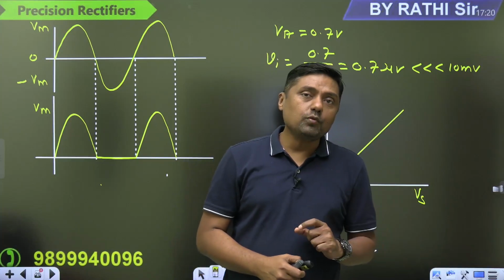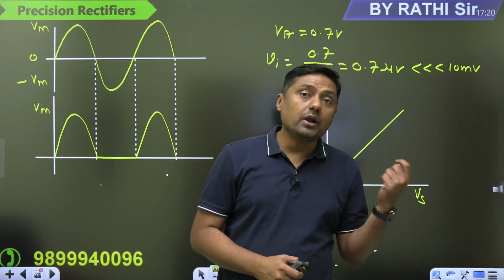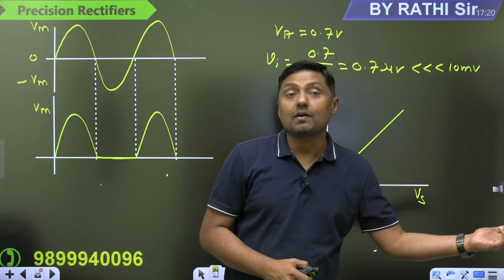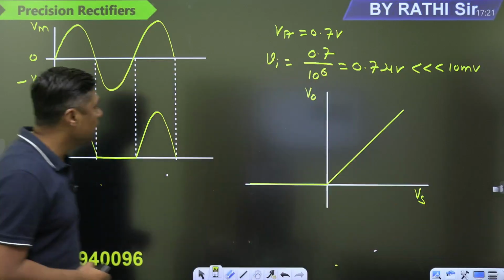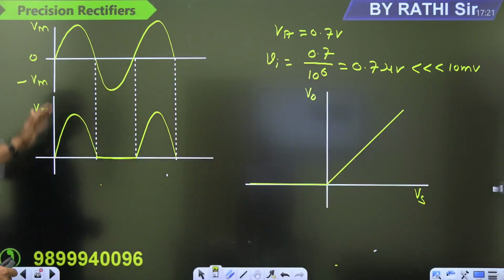The operational amplifier will amplify the 0.7 microvolt up to what? 0.7 volt, and the diode will become forward biased, guys, and we are getting almost this type of characteristics or this type of output.